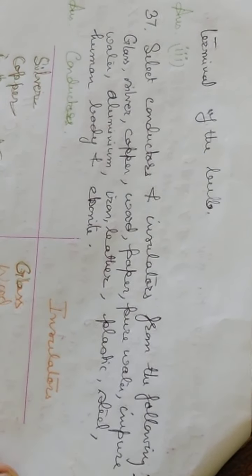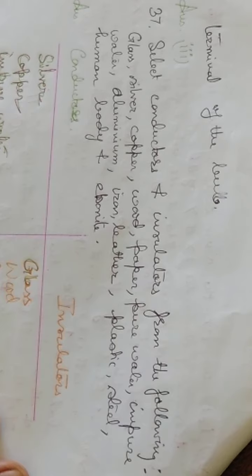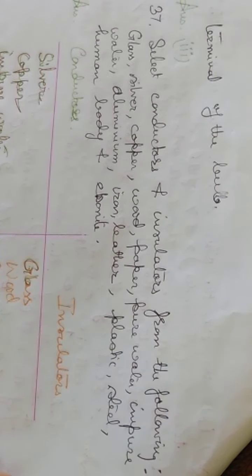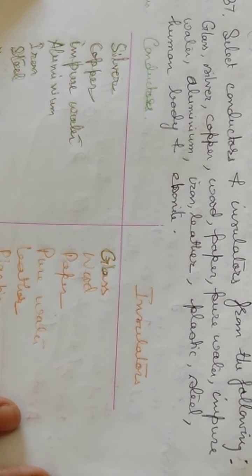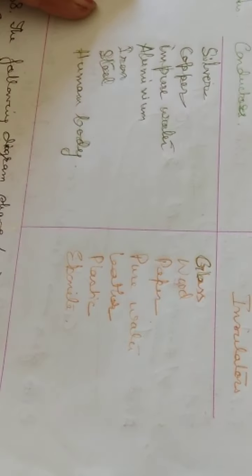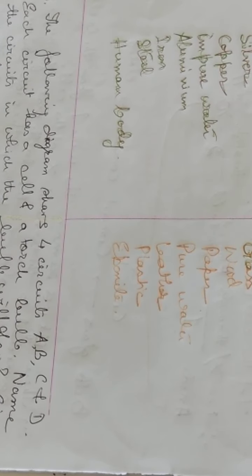Now next, select conductors and insulators from the following: glass, silver, copper, wood, paper, pure water, impure water, aluminium, iron, leather, plastic, steel, human body and ebonite. Conductors are silver, copper, impure water, aluminium, iron, steel, human body, whereas insulators are glass, wood, paper, pure water, leather, plastic and ebonite.